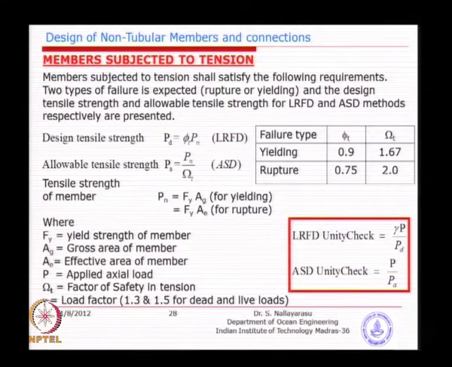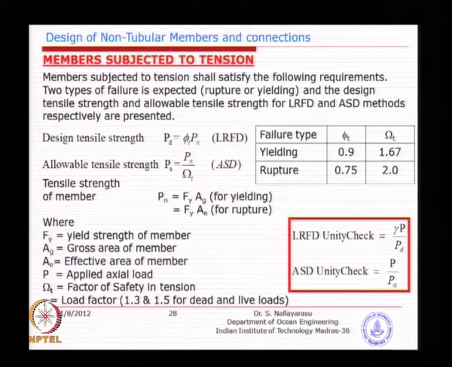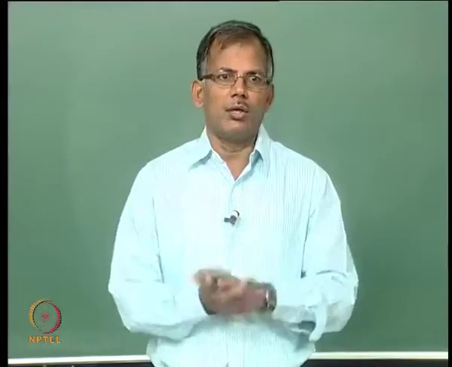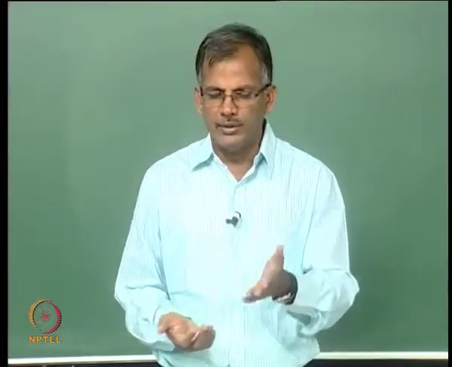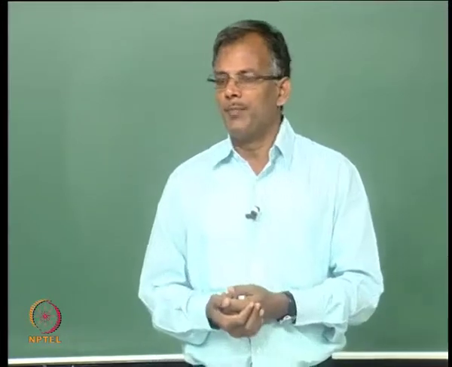Here the capacity is taken as the tensile strength of the member, which is the gross area multiplied by the yield strength of the material, Fy, times the cross sectional area of the member. If it is a pipe section, you will use a circular area calculation, or if it is an I section, flange area plus the web area.